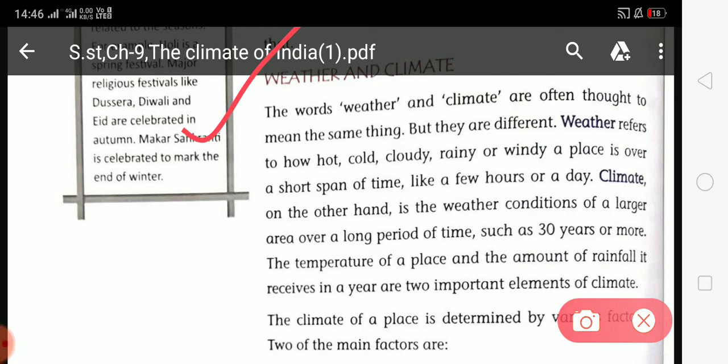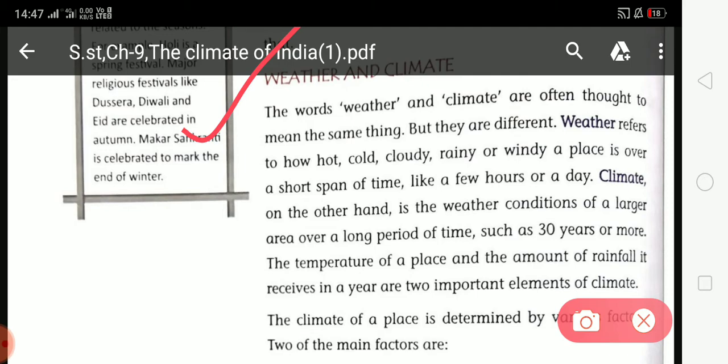Weather refers to how hot, cold, cloudy, rainy or windy a place is over a short span of time, like a few hours or a day. Climate, on the other hand, is the weather condition of a larger area over a long period of time, such as 30 years or more. The temperature of a place and the amount of rainfall it receives in a year are two important elements of a climate. So student, first of all, I am going to discuss what is weather.